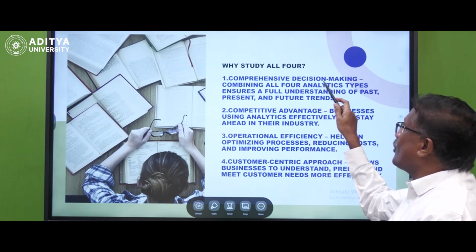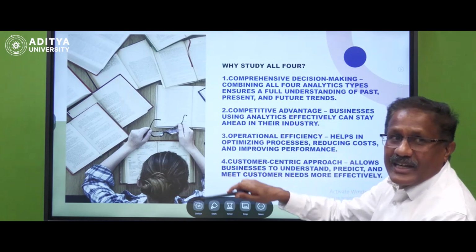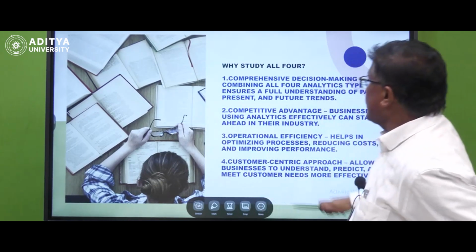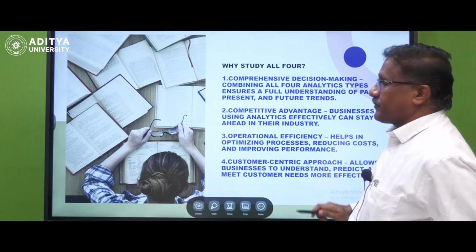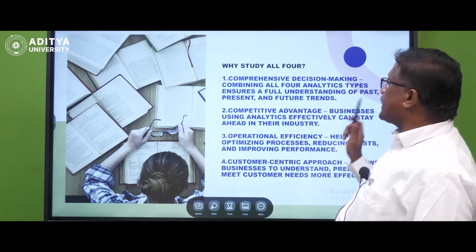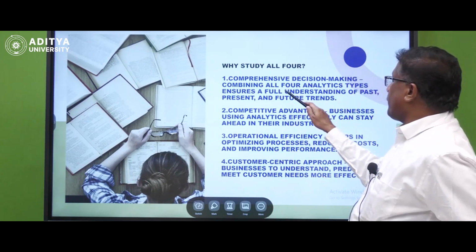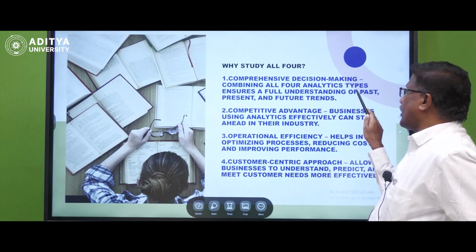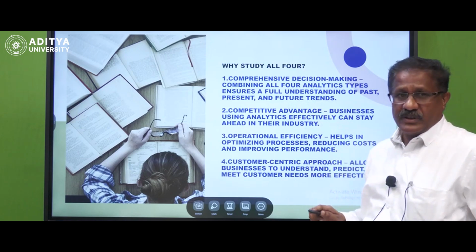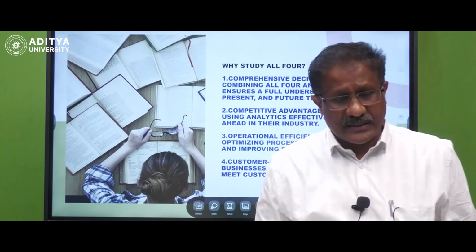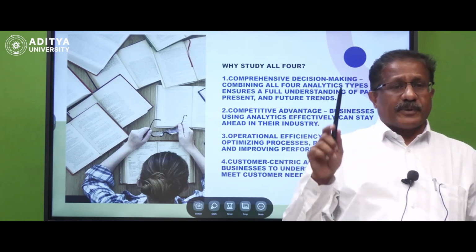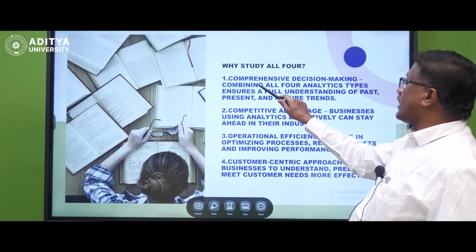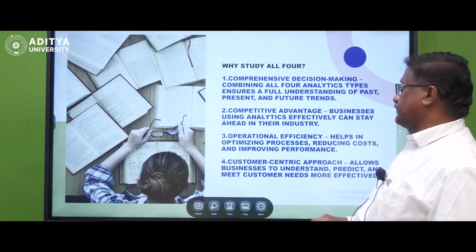Why do we study all four of these analytical tools? The first point is comprehensive decision making. What do you mean by comprehensive decision making? It combines all four analytics types, ensuring a full understanding of past, present and future. It covers the past, the present, and future trends also. That's why it is called comprehensive decision making.